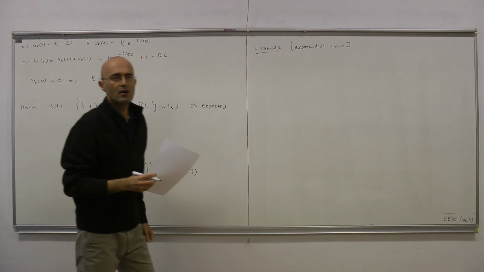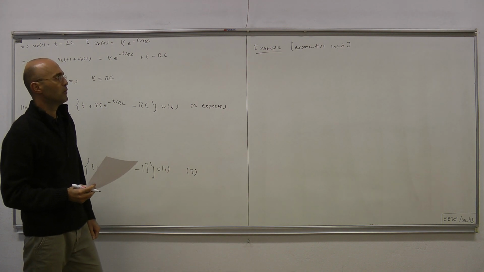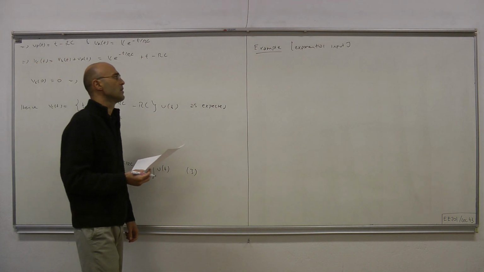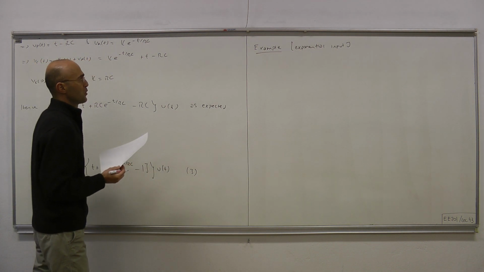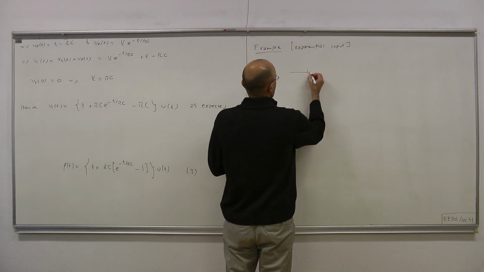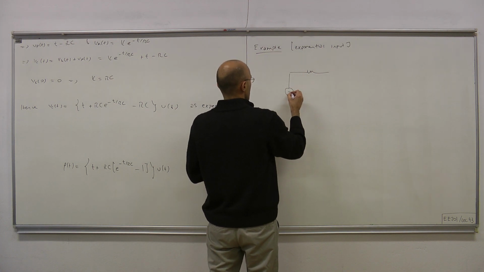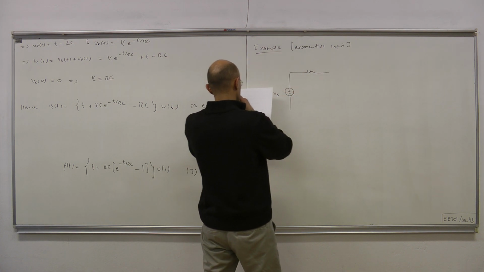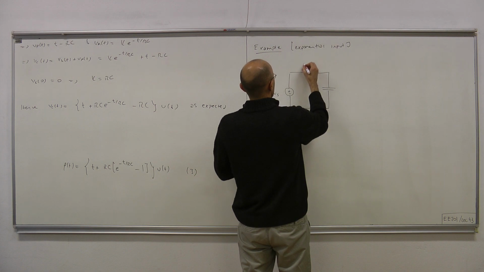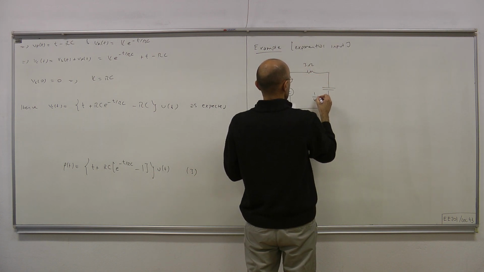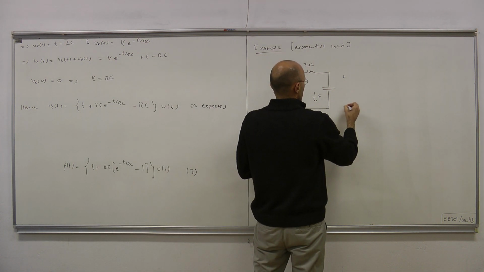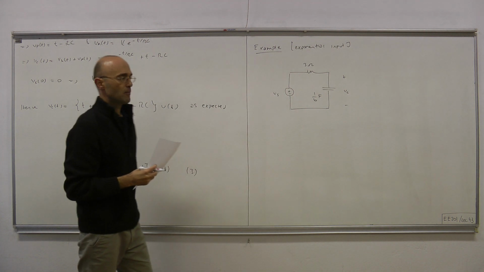So let's see how we obtain the solution when the input applied to the circuit, from an independent voltage source or independent current source, whatever our input is, is of exponential character. Consider this circuit. 3 ohms, 1.6 farads. And our output of interest is the capacitor voltage, suppose.